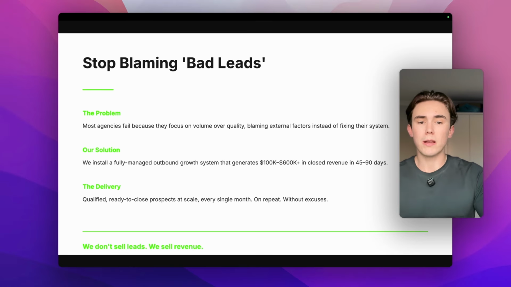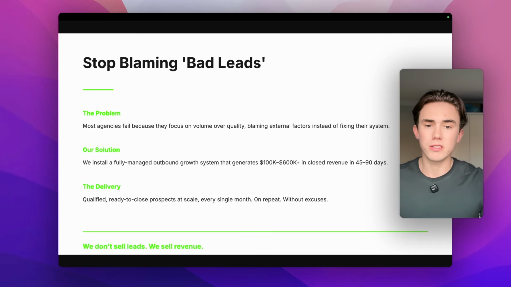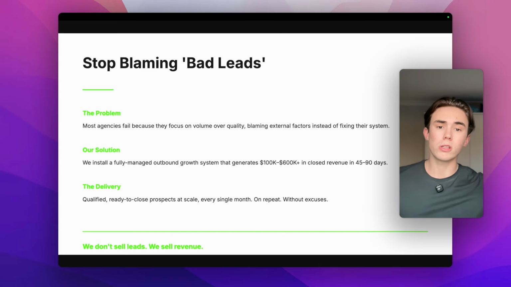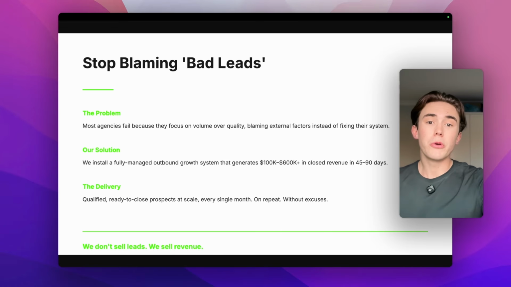So our solution is that we install a fully managed outbound growth system. Now, what that means is it's basically bringing in 3 tiers, which is cold email, LinkedIn, and warm calling. And it basically touches each lead on each point. So yeah, let's dive in.